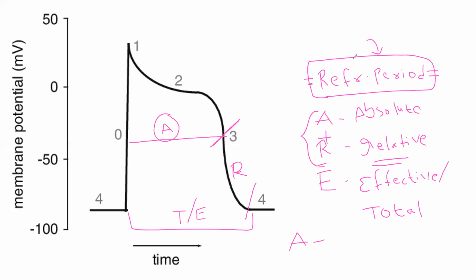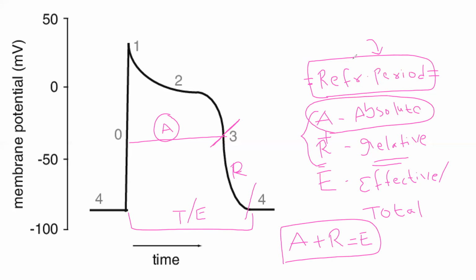Okay, the combination of absolute and relative is the effective refractory period. So in the absolute refractory period, even if another action potential comes, it doesn't generate. In the relative refractory period, if the action potential is stronger than the first one, it may generate. So three refractory periods: absolute, relative, and effective.